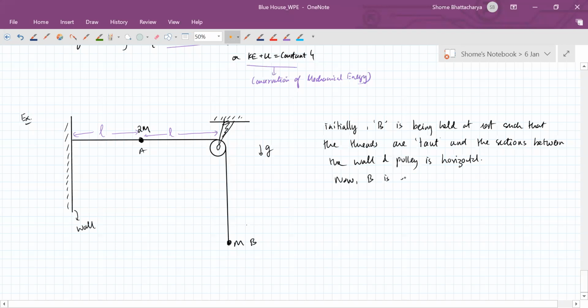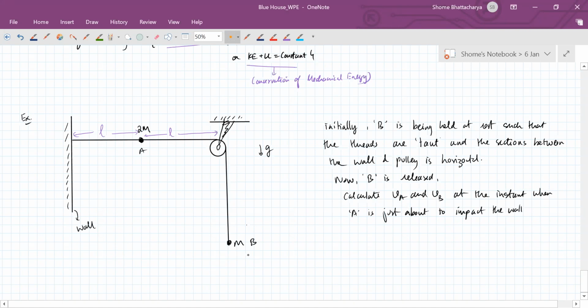Now B is released. So you want to calculate the speed of A and B at the instant when A is about to hit the wall. Okay. So just note down the question. We'll understand this in detail.